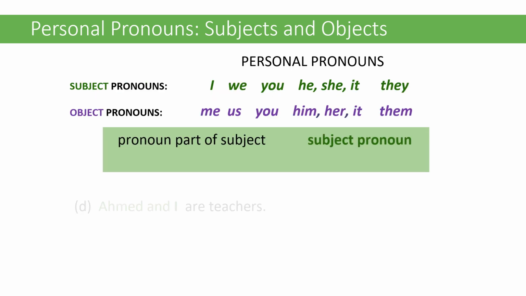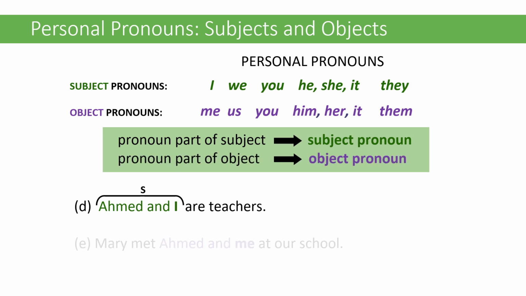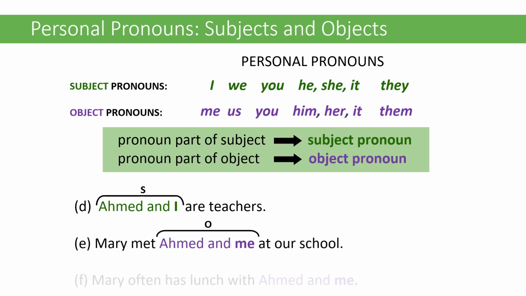If a pronoun is part of the subject, use a subject pronoun. For example, Ahmed and I are teachers. I is part of the subject. If a pronoun is part of an object, use an object pronoun. Mary met Ahmed and me at the store. Mary often has lunch with Ahmed and me. The pronoun me is part of the object.